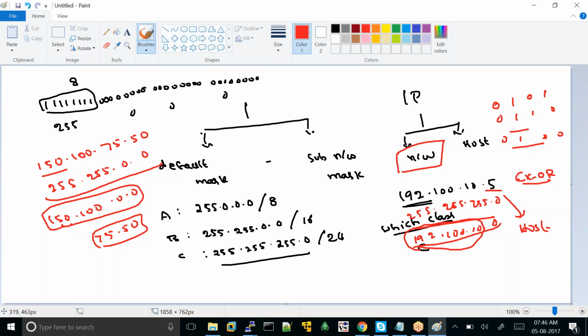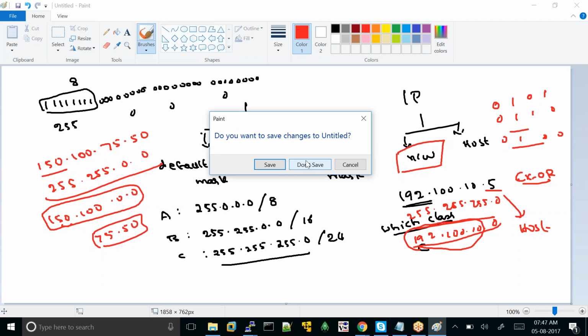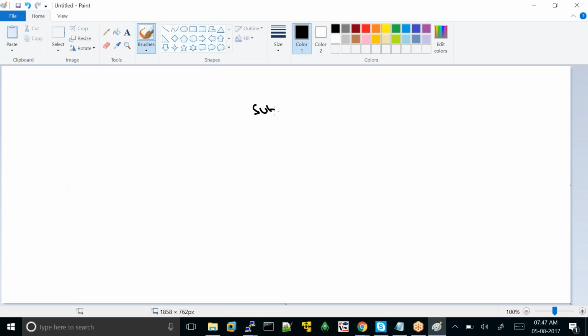Then where does the subnet mask come in? What is a subnet? If your network is divided into various smaller networks, then each is called a subnet. If you divide a network into smaller networks, you need to assign a subnet mask. Let me discuss this subnet, starting with the classful IP addressing scheme.